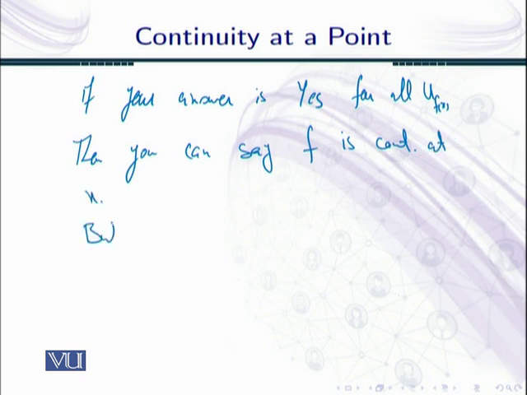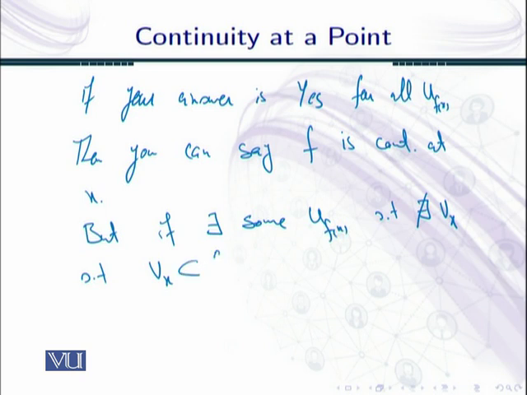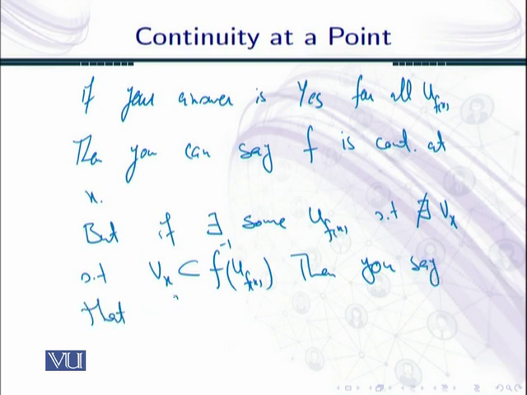But if there exists some U f of x such that there exists no V x such that V x is a subset of f inverse of U f of x, then you say that f is not continuous at x.